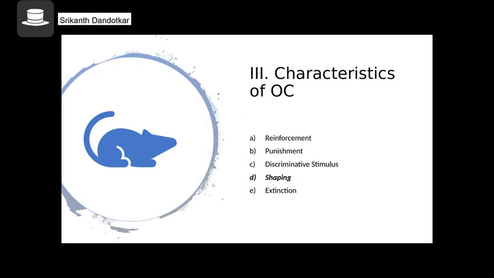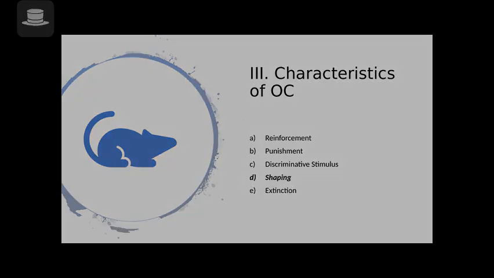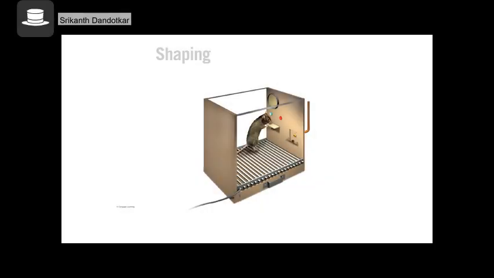Let's look at the next principle of operant conditioning, shaping. You cannot teach a rat to learn a new behavior overnight. Operant conditioning is usually established through a gradual process called shaping, which involves the reinforcement of closer and closer approximations to a desired response. Shaping is especially necessary when an organism does not, on its own, exhibit the desired response.